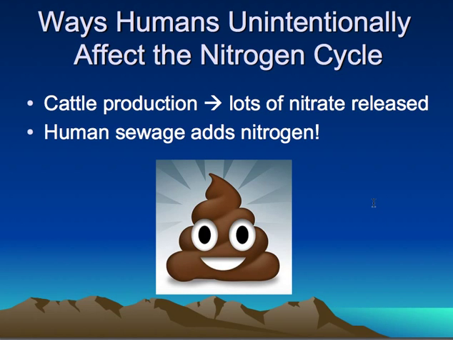There's also ways that we unintentionally add nitrogen to the ecosystem. The first is through basically producing a lot of cattle. They release a ton of nitrate, especially in feedlots. And also, our own sewage adds nitrogen, because if we dispose of our sewage in pipes that eventually lead to the ocean, that nitrogen is going to be eaten by something, right?